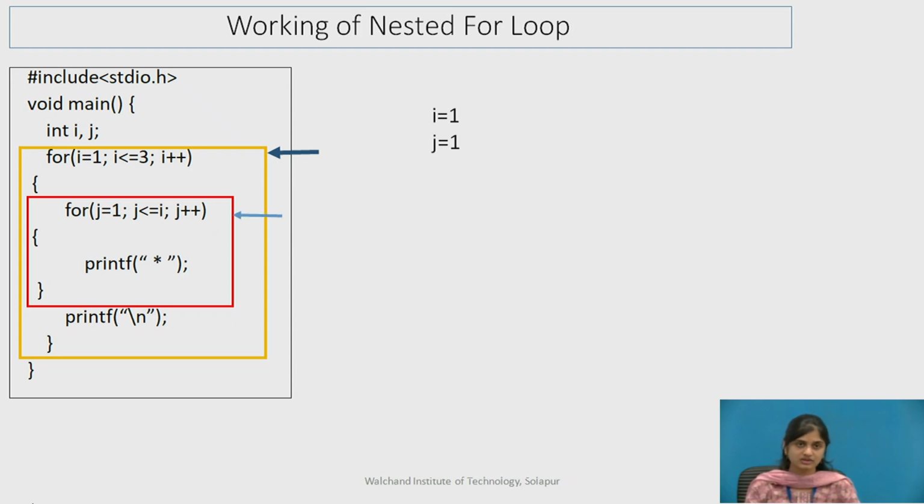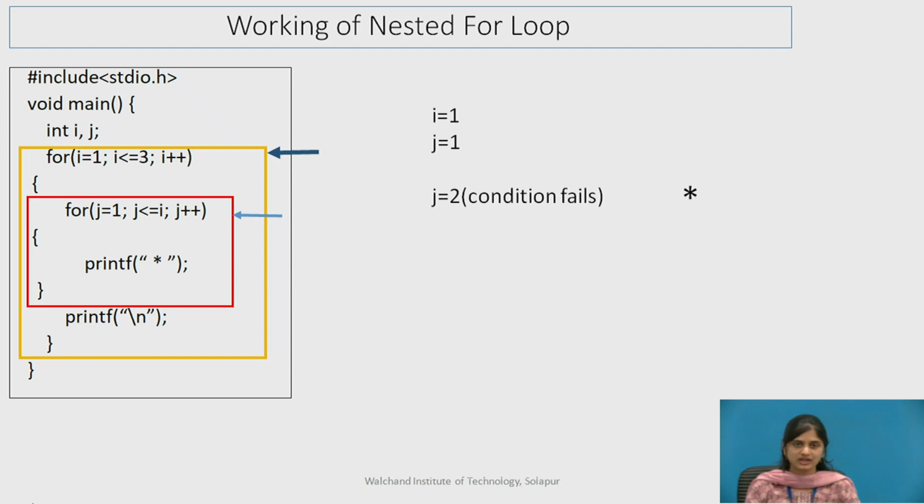Next, the condition for the inner loop will be checked. Now as i is 1 and j is 1, 1 is less than or equal to 1, so the condition is true. It will go and execute the statements of the inner for loop. There printf prints a star, so 1 star will get printed. Next, j plus plus, so the j value will be incremented by 1, j will become 2. Now as 2 is less than or equal to 1 fails, the inner loop condition fails. So it will come out of the inner for loop, and whatever remaining outer for loop statements are there will get executed.